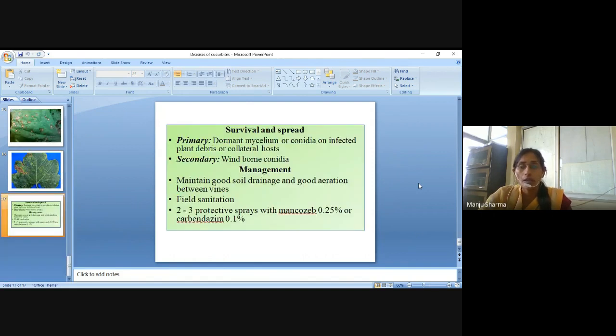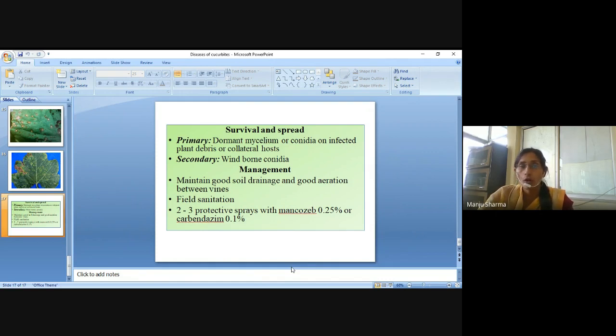Then survival and spread. Primary survival is through dormant mycelium or conidia on infected plant debris or collateral hosts. The secondary spread is by wind-borne conidia. Now their management: maintain good soil drainage and good aeration between vines, practice field sanitation, and give three protective sprays with mancozeb 0.25% or carbendazim 0.1%.